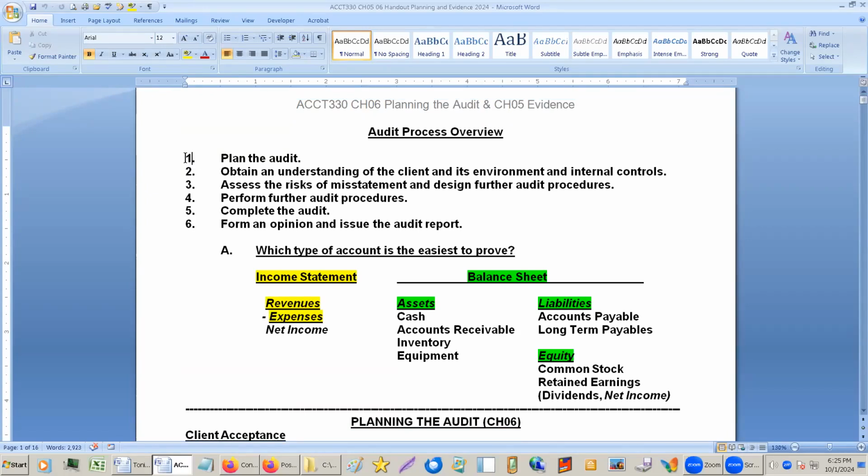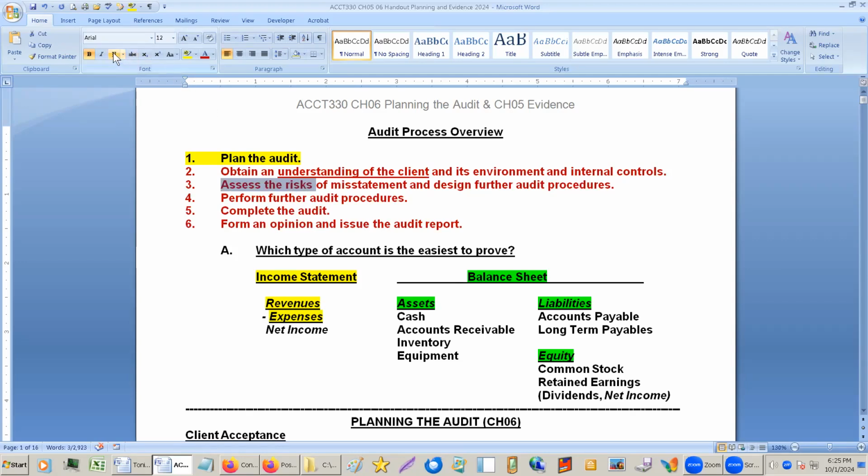So this is what we're talking about. Chapter 6 is we plan the audit. And when you're planning the audit, you have to know what's involved in an audit. So it's sort of like these down here are all what you do during the audit. So you plan the audit, and what do you plan it to do? You have to get an understanding of the client, know their business, know their markets, all that kind of stuff.